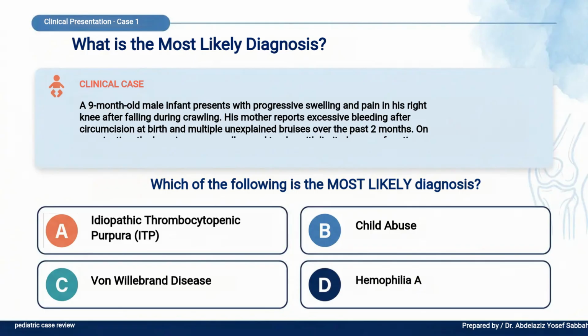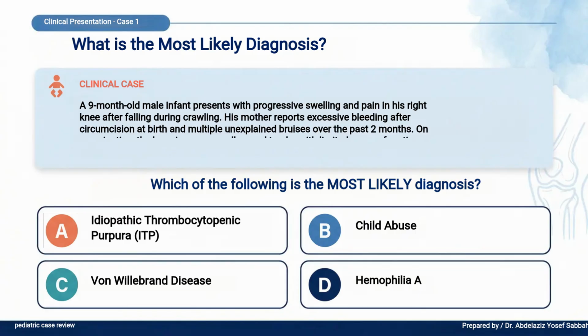Case 1. A 9-month-old male infant presents with progressive swelling and pain in his right knee after falling during crawling. His mother reports excessive bleeding after circumcision at birth and multiple unexplained bruises over the past 2 months. On examination, the knee is warm, swollen, and tender with limited range of motion. Which of the following is the most likely diagnosis?